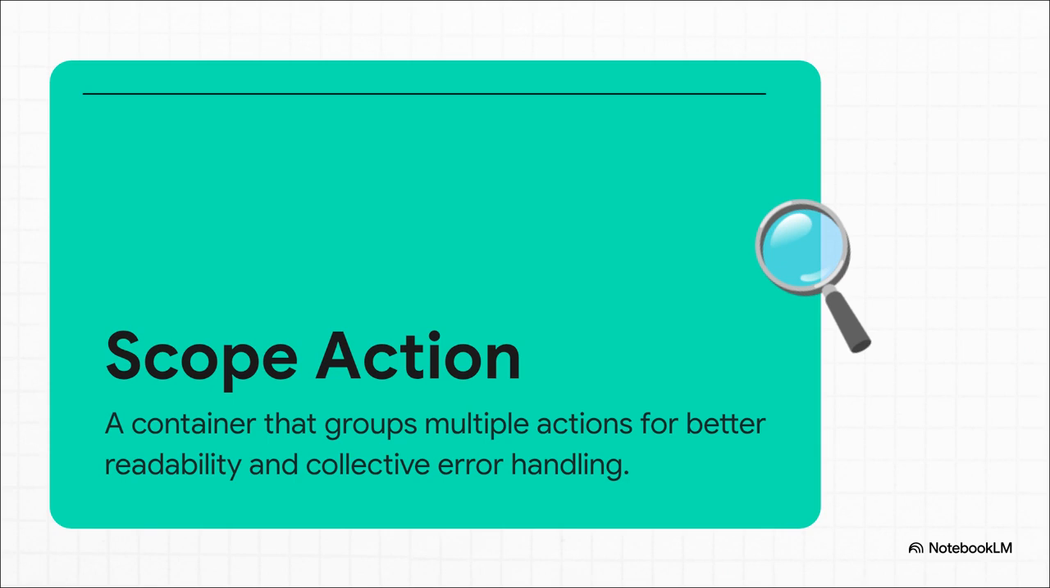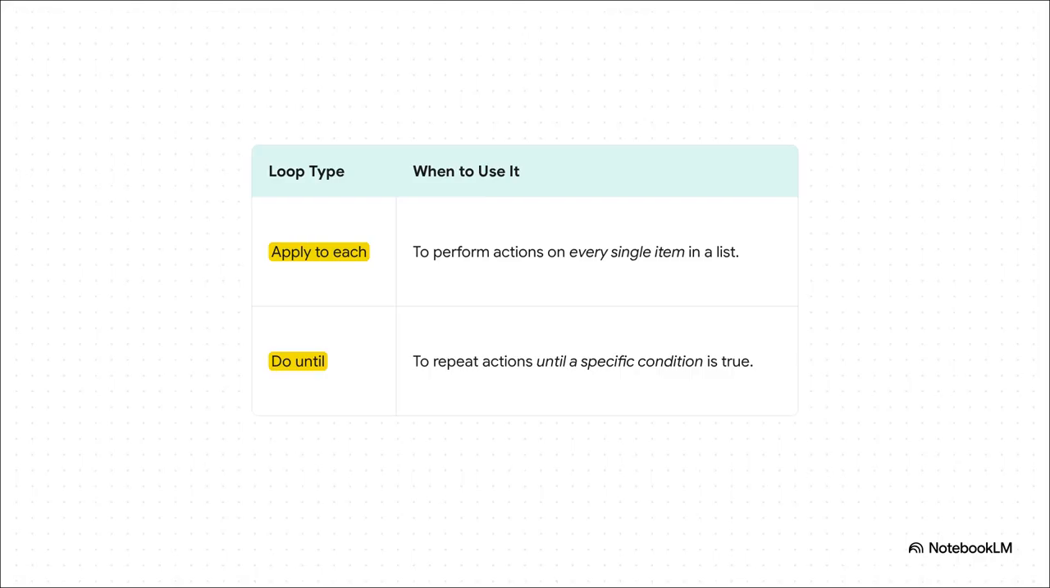It's super efficient. Sooner or later, you're going to need to repeat some actions. And Power Automate gives you two main ways to do this. The apply to each loop is what you use when you have a list of things, like a bunch of email attachments or rows from a spreadsheet, and you need to do something to every single one of them. A do until loop is different. It keeps running over and over until a specific condition you set becomes true.